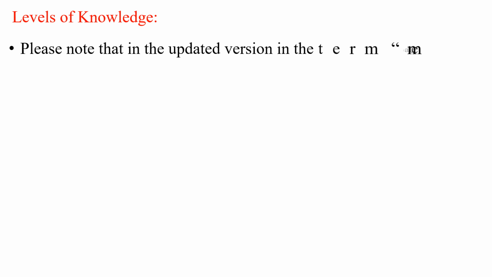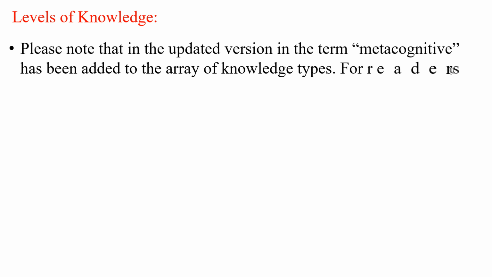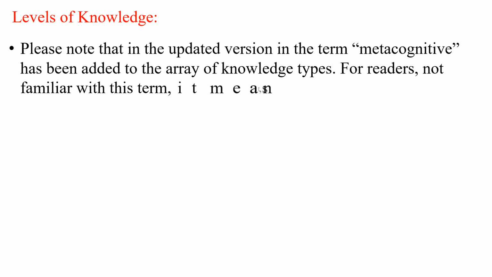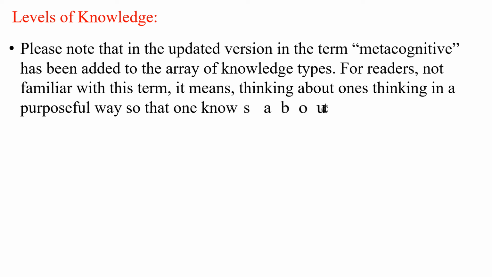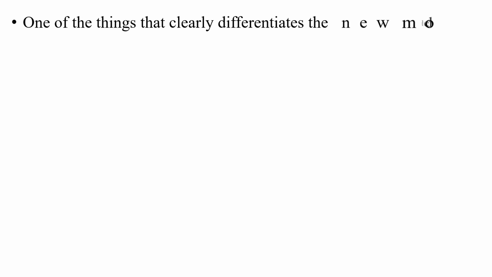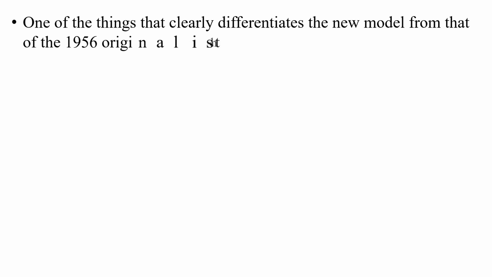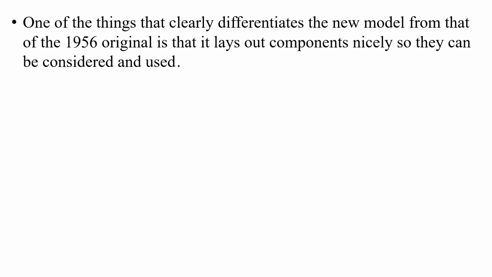Please note that, in the updated version, the term metacognitive has been added to the array of knowledge types. For readers not familiar with this term, it means thinking about one's thinking in a purposeful way, so that one knows about cognition. Drawing the given figure of the cognitive process is mandatory. One of the things that clearly differentiate the new model from that of the 1956 original is that it lays out components nicely so they can be considered and used.